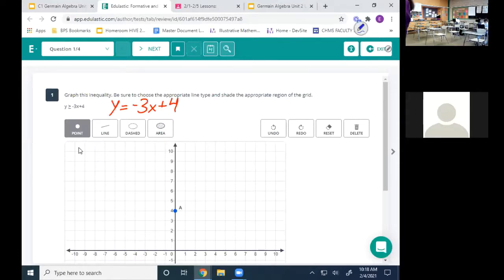Very good. Very good. You're going down 3 and to the right 1 because we're always moving to the right. So the negative is going to be applied to, are you going up or down? Good. Nice job. So I'm going to go down 3, 1, 2, 3. Over to the right 1 and put my point. Now in Edulastic, how do I create the line with that, John?